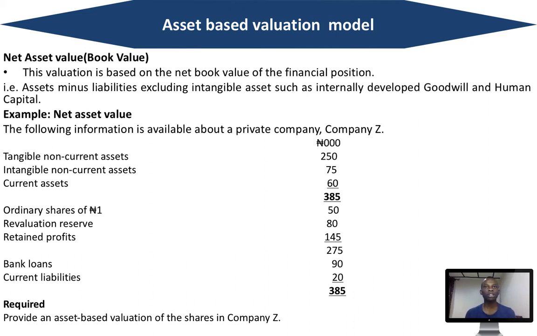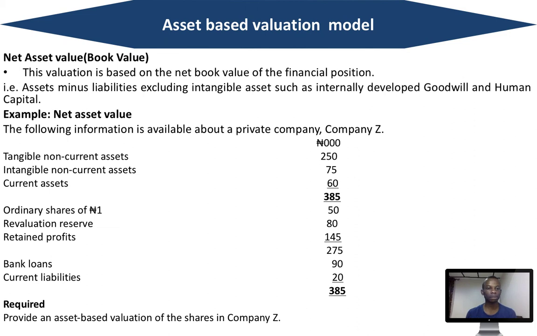Now, the book value is basically the balance sheet value. That's the statement of financial position value, the value that is in the financial statement. That's the book value. Now, despite that is the book value, we need to get the net asset value. Net asset value is total asset minus current liability.